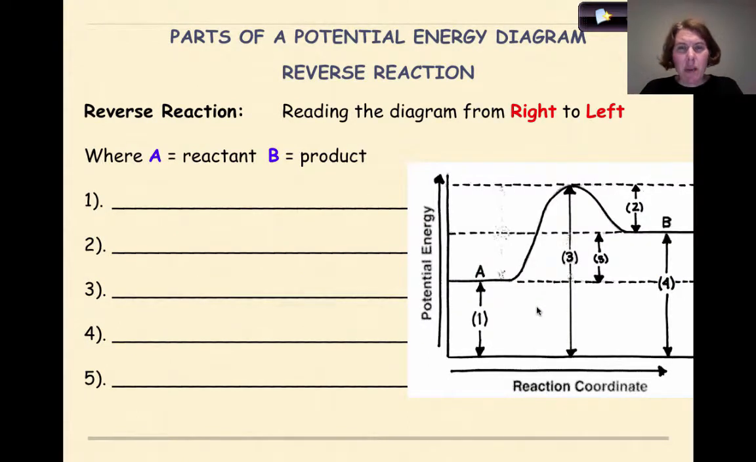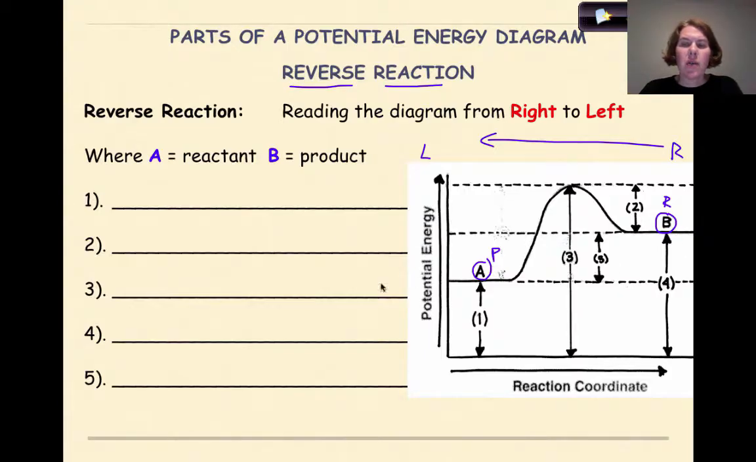Here's a similar diagram, a couple little differences from what we just saw in the previous slide. Again, we're going to label the parts of a potential energy diagram, except in this case, we're going to be looking at a reverse reaction. So we're going to be reading from right to left. I'm still going to call this my left and this my right, but I'm going to read it in this direction. So all of a sudden, B is now my reactant and A is now my product. I'm going to be looking at this in reverse.